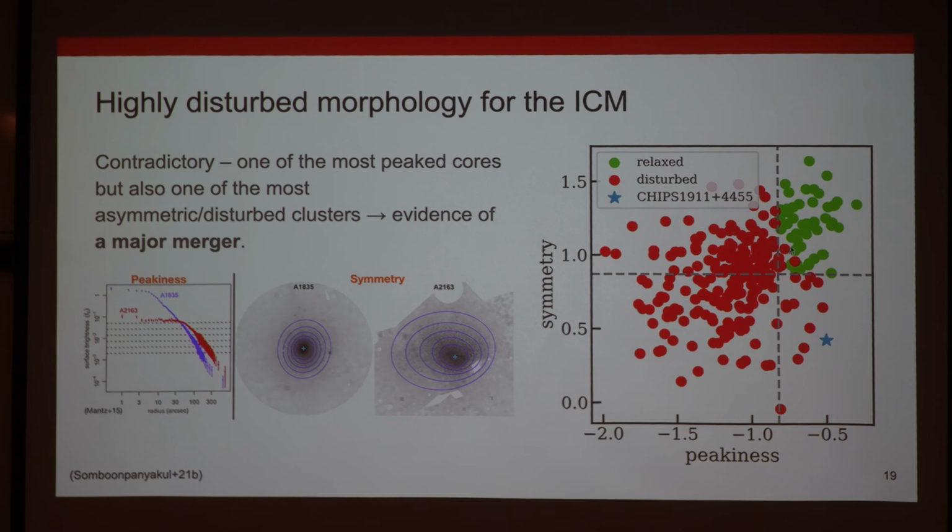Okay, so here is a plot of all the clusters that people know so far based on this work. You can see almost all the clusters along this axis, well, ish. A lot of clusters are disturbed and non-cool core, and a lot of clusters are relaxed and cool core. So the main property is that if a cluster is relaxed, it should be cool core, and if it's disturbed, the disturbance should destroy the cool core or make the cool core smaller. But CHIPS1911 is here. It's one of the unique objects: a cool core cluster, meaning it's peaky, yet it's not symmetric, it's in a disturbed morphology.